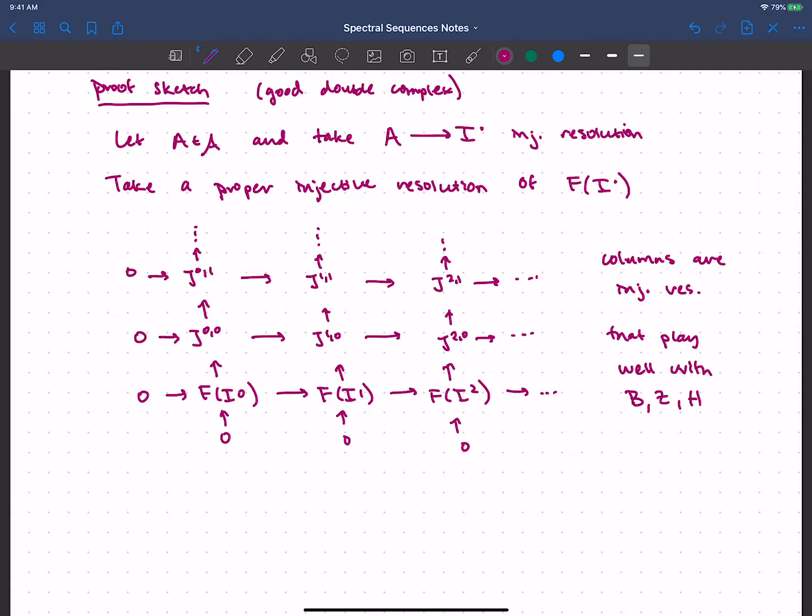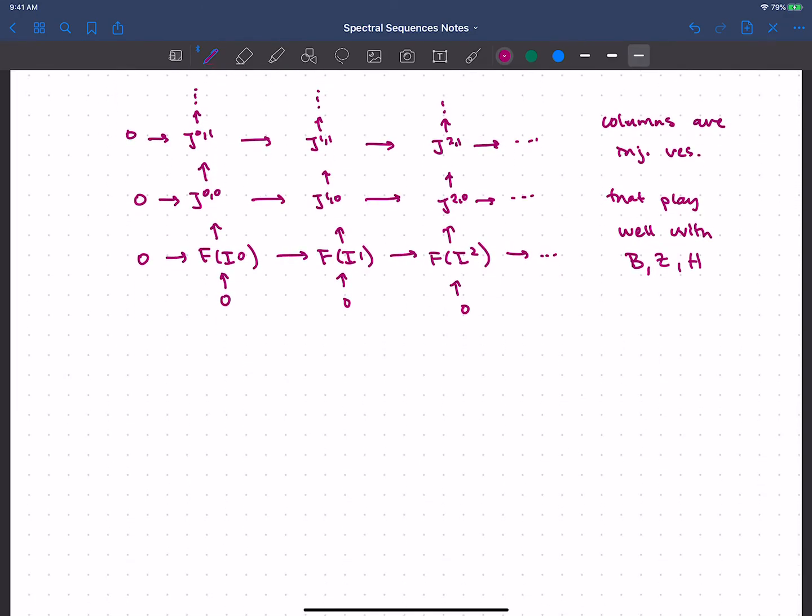Okay, great. So now this isn't actually the double complex that we want to use, but we're close. So we take this proper injective resolution of F applied to our injective resolution, and then the complex we're really after is we take this double complex, I'll call it J, and apply G. Of course, so far we've only used F and we need G in the picture. So, okay, apply G to what we've got here.